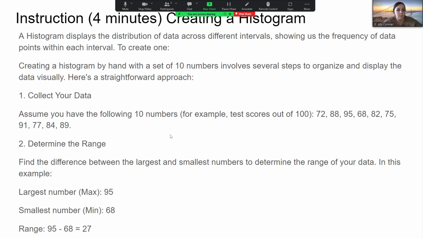Okay. So in order to properly set up a graph, we need to first determine what our range is. So we need to know what our smallest value is and what our largest value is. Looking at the numbers, there's only 10 of them luckily, so it's pretty easy to go through. You can see that our largest number is 95 and our smallest number is 68, which means that we have a total range of 27, right? The difference between our biggest number and our lowest number is 27%.